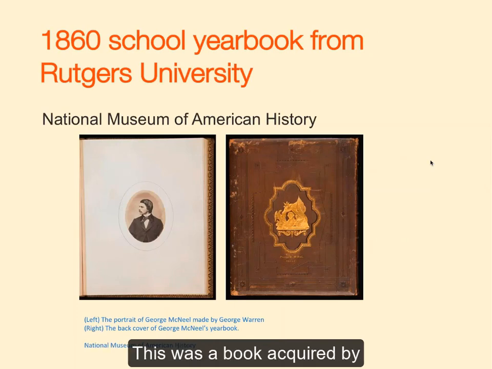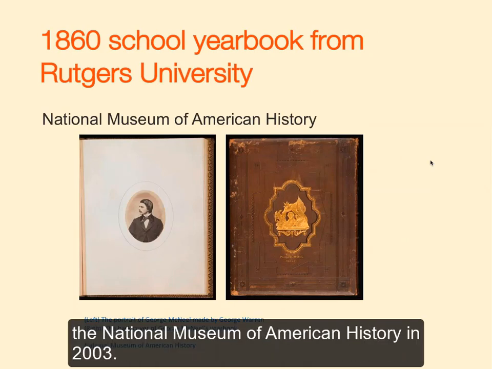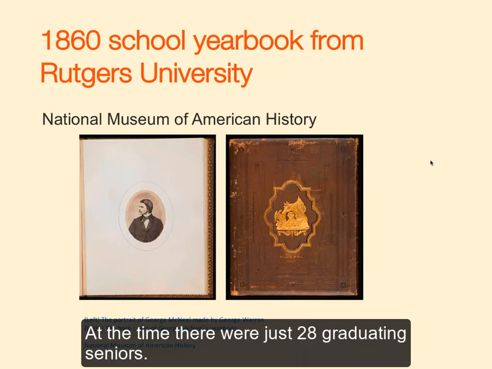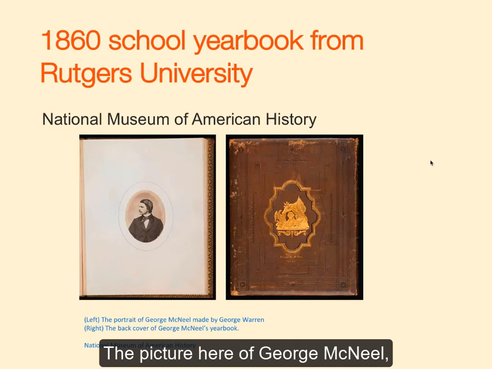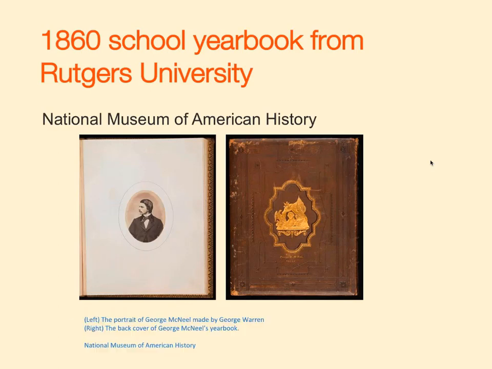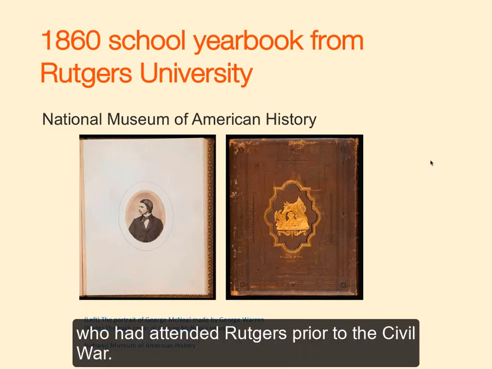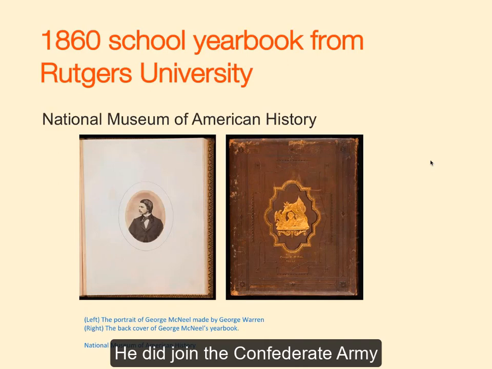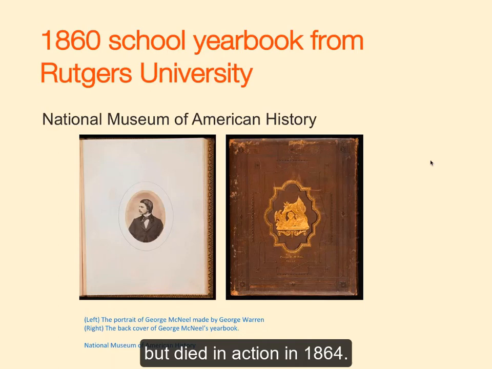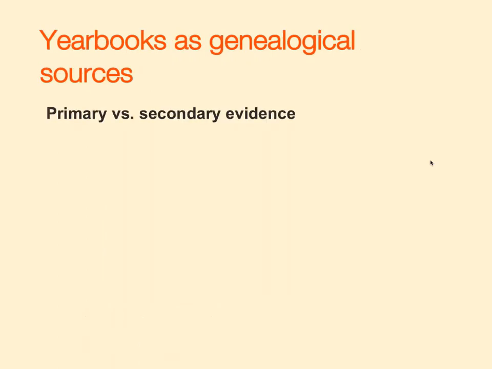This was a book acquired by the National Museum of American History in 2003. It's a Rutgers University 1860 school yearbook. At the time, there were just 28 graduating seniors. The picture here of George McNeil, he was just one of a handful of three young Texas men who had attended Rutgers prior to the Civil War. He did join the Confederate Army and eventually rose to the rank of major, but died in action in 1864.